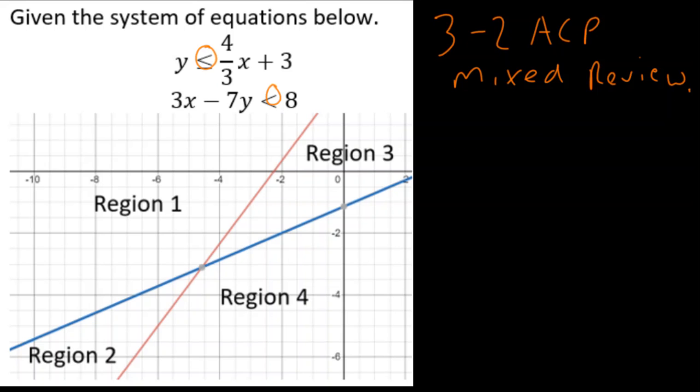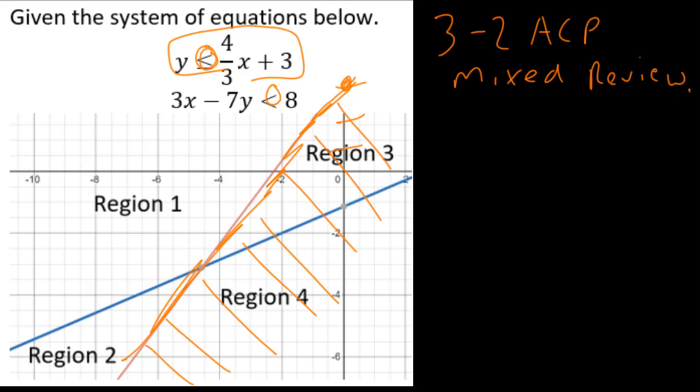Here we have y is less than 4/3 x plus 3, and wait a second, positive 3 is 1, 2, 3. If I extend that line right there, well, you know what? I know that this line must be this red line, or now orange, right there. Now notice it says y is less than or equal, so we're going to shade everything right here. Now what does this do? This automatically makes it that our answer is going to have to be either region 3 or region 4. We know we can cross out regions 1 or regions 2.